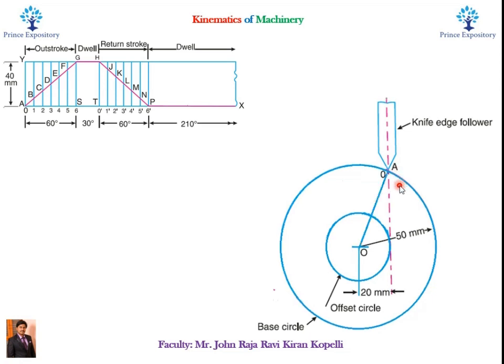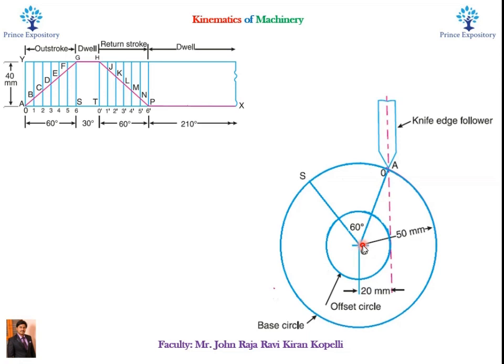Now the next step is we need to join the center of the base circle, of course, this is also the center of the offset circle, to the point where the knife edge is in contact with the base circle. That means this is the standard line. From here onwards, we need to measure the degrees that were given in all the remaining strokes.